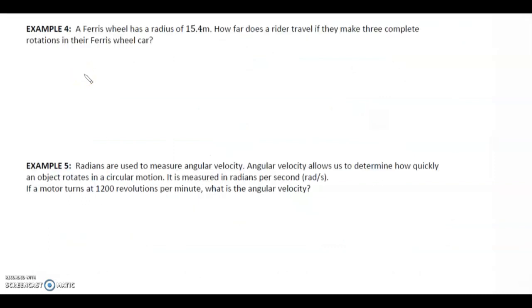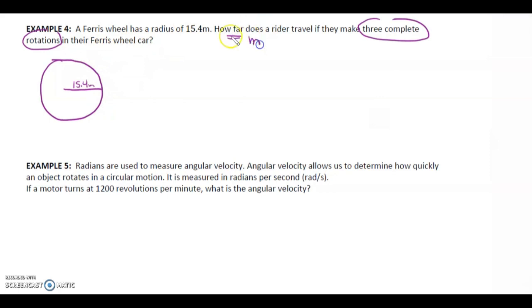Example 4, a Ferris wheel has a radius of 15.4. Okay, so here's the Ferris wheel, here's the radius, it's 15.4 meters. How far does a rider travel if they make 3 complete rotations in their Ferris wheel car? This is simply like circumference of a circle, okay? So in one full rotation, we're not talking about the angle, like the angle would be 2 pi, right? So we're not talking about the angle, we're talking about how far. This is going to be measured in meters.